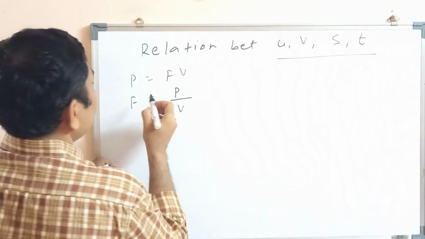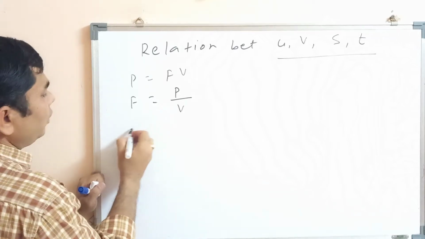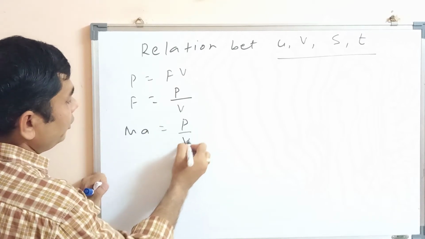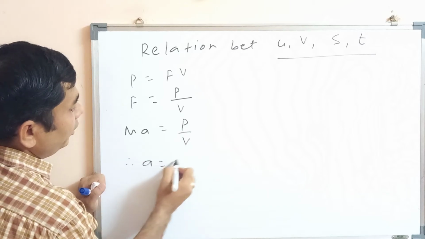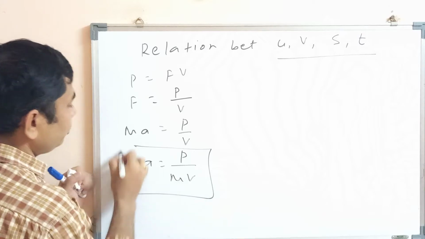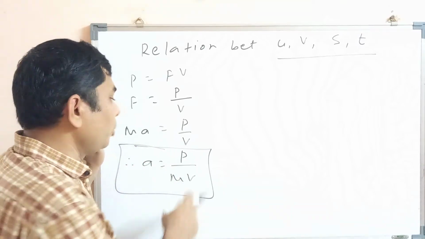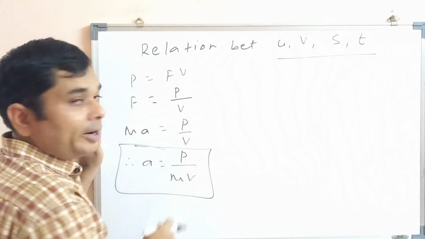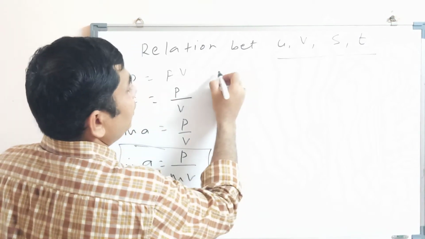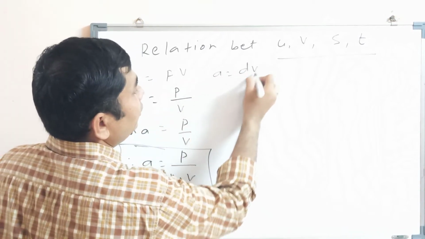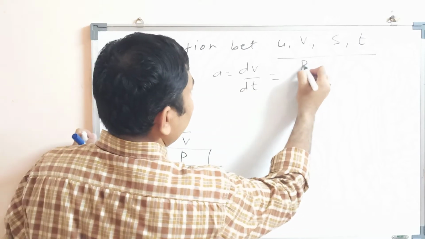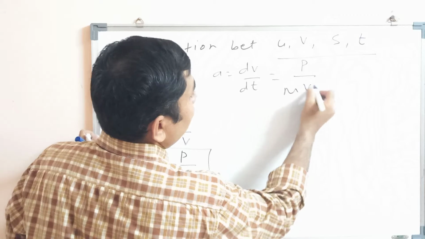Clear? Now F is equal to mass into acceleration. So this is equal to P divided by V. So therefore acceleration A is equal to P upon M into V, where P is power in this case. It's not momentum, it is power. So P divided by M into V is acceleration. But you know that acceleration A is equal to dV by dt. So therefore dV by dt is equal to P upon M into V.